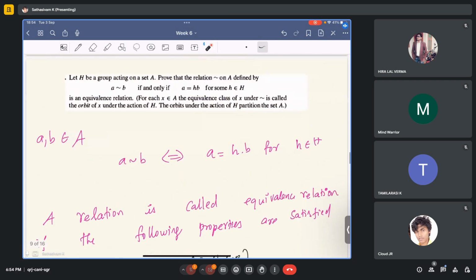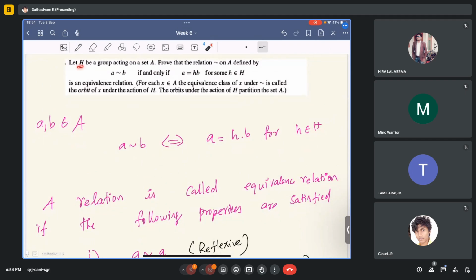So what we want to prove is, if H acts on A, and we give a relation A is related to B if A equals HB for some H, we want to prove that this relation is an equivalence relation.